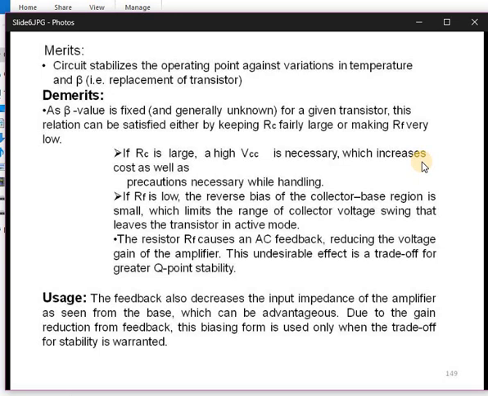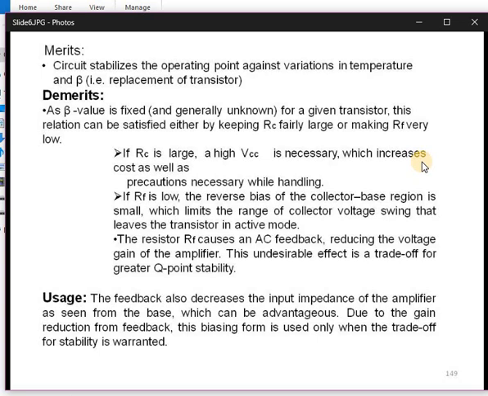Suppose the collector resistor RC is large. When the collector resistor is made a large resistance value, a high VCC is necessary, which increases the cost as well as the precautions necessary while handling. If RF value is low, that means the base resistor is very low, the reverse bias of the collector base region is small because the emitter resistance is low, which limits the range of collector voltage swing, and that leaves the transistor in active mode.